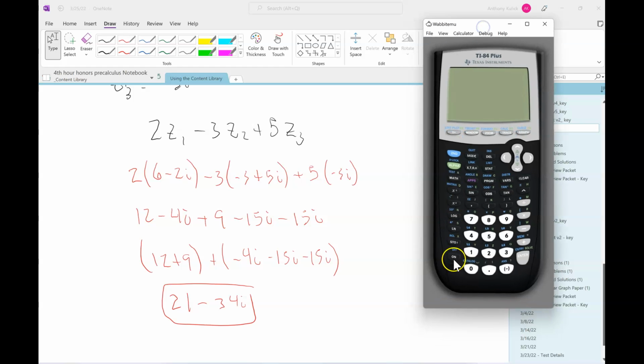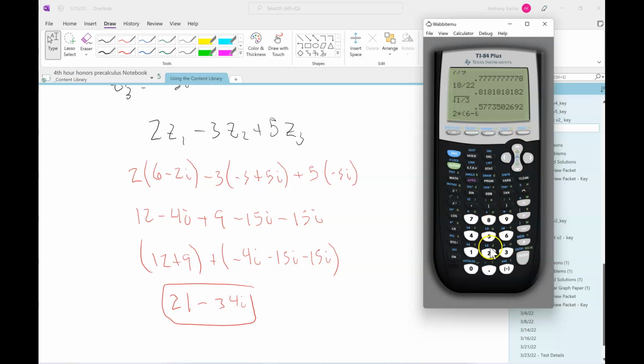As an aside, your calculator can handle doing problems like this as well. You don't have to do these by hand if you didn't want to. To do that, though, you need to make sure you're in the complex number mode. But you can just type in what we had here, and your calculator can handle that for you. The i button is second, and then the decimal point.